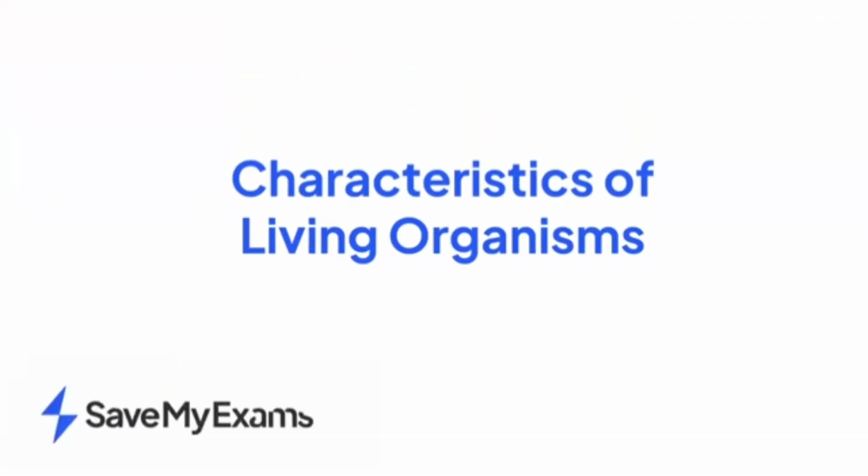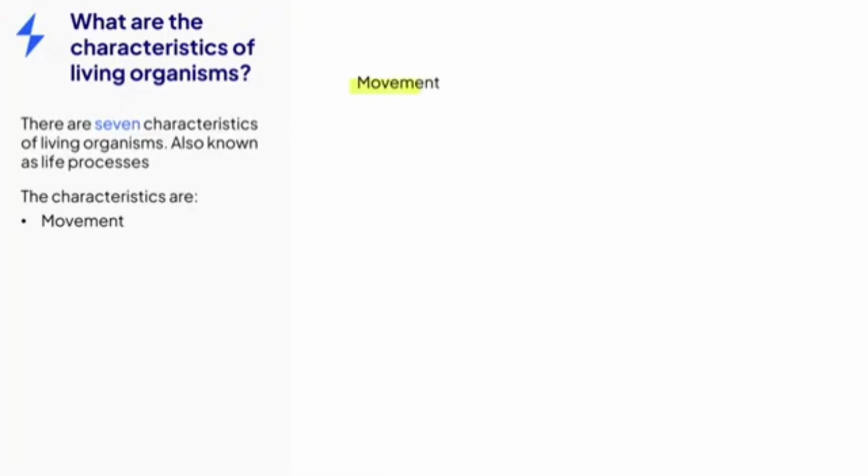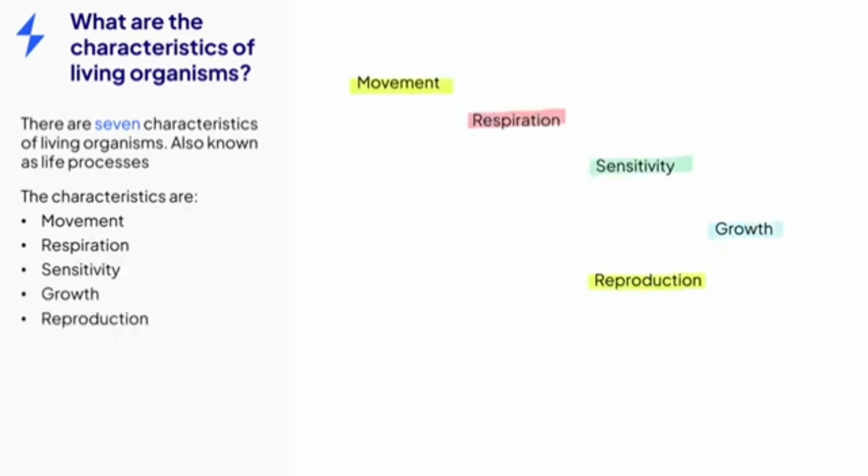This video is on the topic of the characteristics of living organisms. Let's start by naming the 7 characteristics of living organisms. They are movement, respiration, sensitivity, growth, reproduction, excretion, and nutrition.